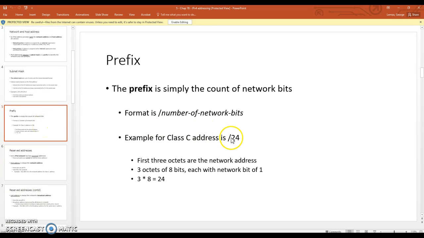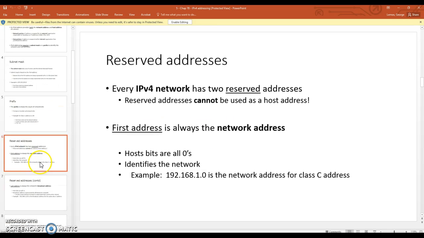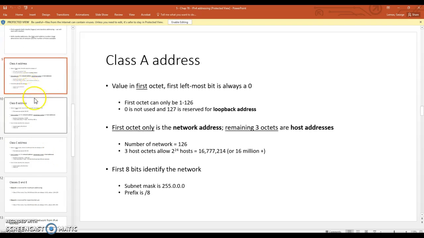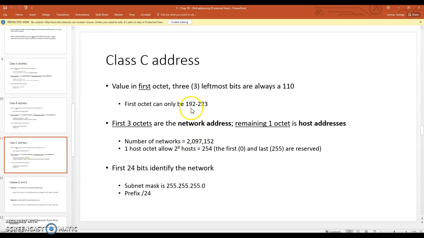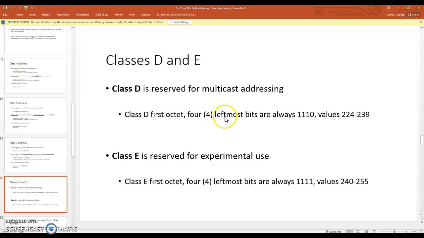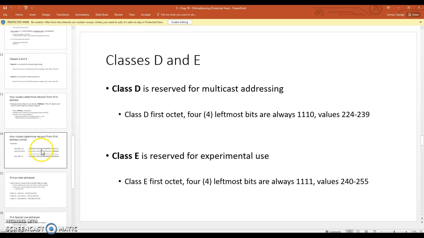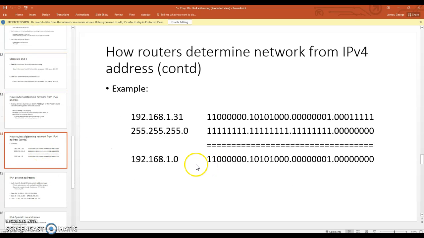The prefix will always be how many bits you're using, the total number of bits. Class A, 1 to 126, B, 128 to 191, C, 192 to 223, D, 224 to 239, E, 240 to 255. ANDing is how they're getting the network address.